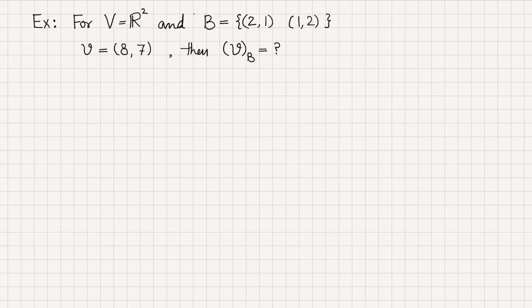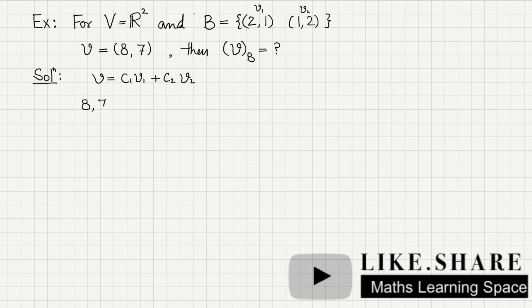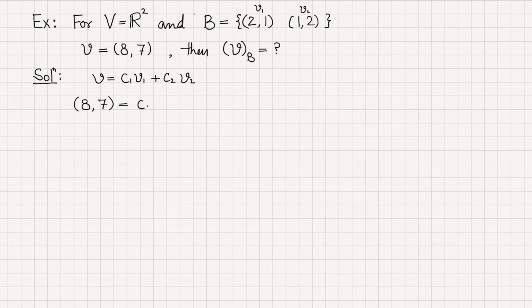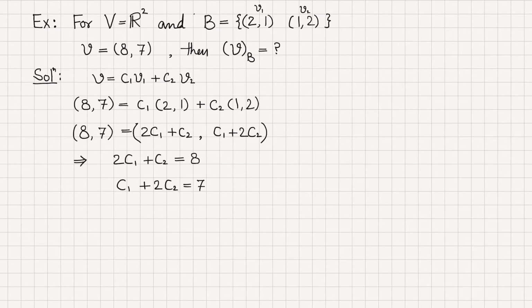We know that when we have a basis and a vector in the vector space R2, or in the vector space V, then that vector can be expressed as a linear combination of the elements of the basis. So we will write V as C1 V1 plus C2 V2. Now just put the values of V, V1 and V2 in this equation. We will get this. Now just simplify it. On solving, we get the value of C1 as 3 and C2 as 2.